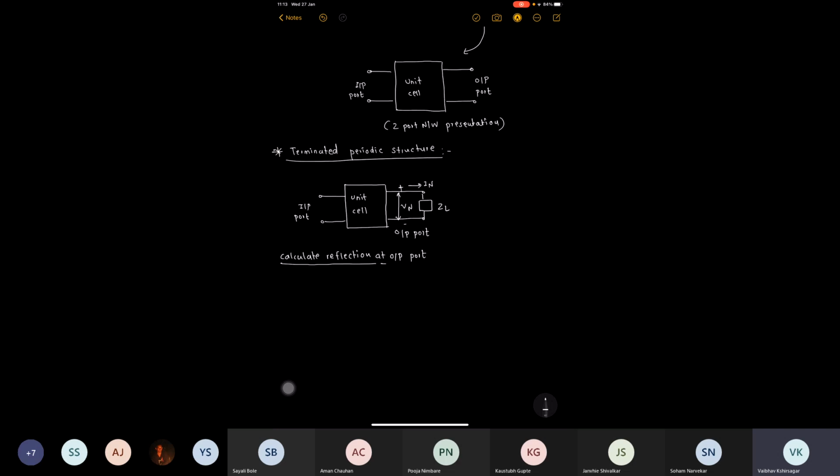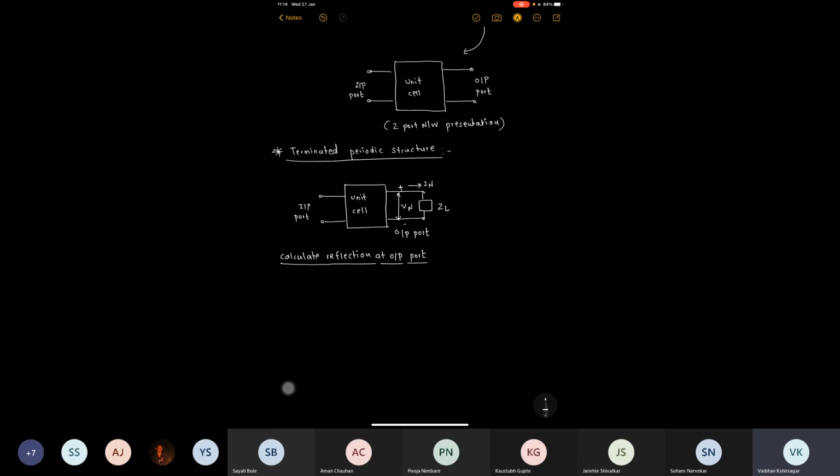Why is reflection taking place now? The reflection is taking place because of the termination of that output port. We already know that whenever the transmission line is short circuited, open circuited, or terminated into certain things, reflection will take place. Now we are interested in finding out what reflection would occur at the output port when it is terminated into a certain load impedance.